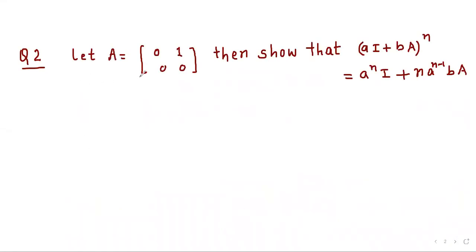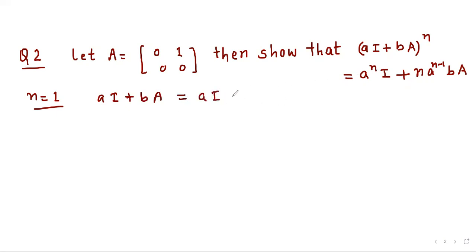Now let's go to the next question. Question number 2. Let A equal the matrix [0, 0; 1, 0]. Then show that (aI + bA)^n equals a^n I plus n a^(n-1) b A. So let's check it for n equal to 1. So when we write n equal to 1, what do we get? We get aI plus bA in LHS, and in RHS, n equal to 1.